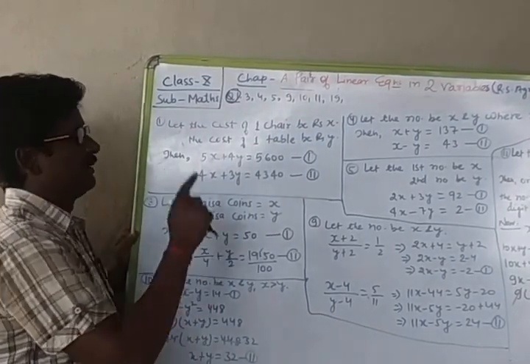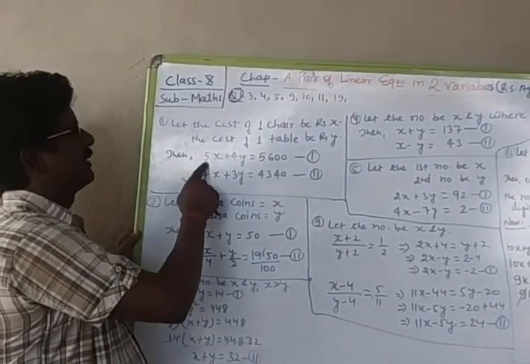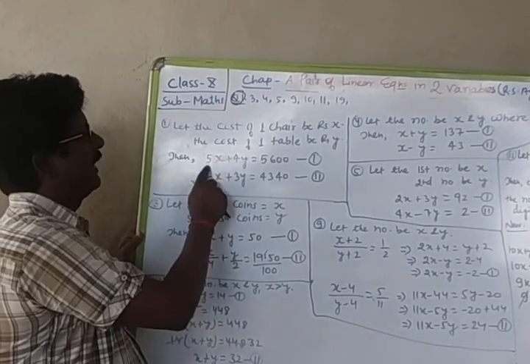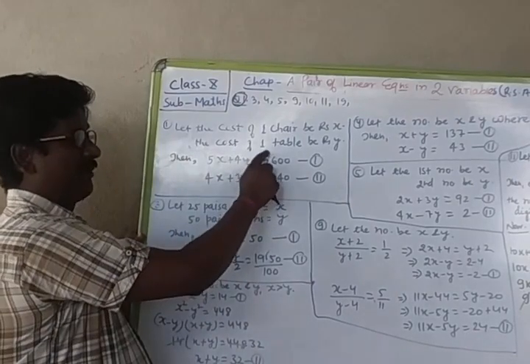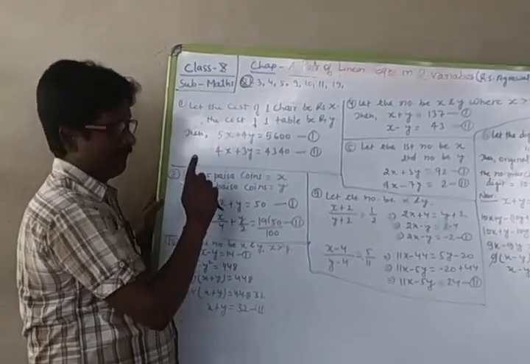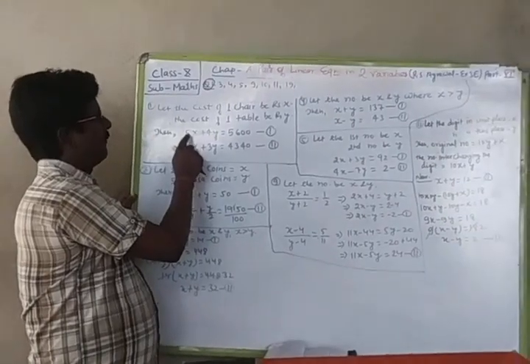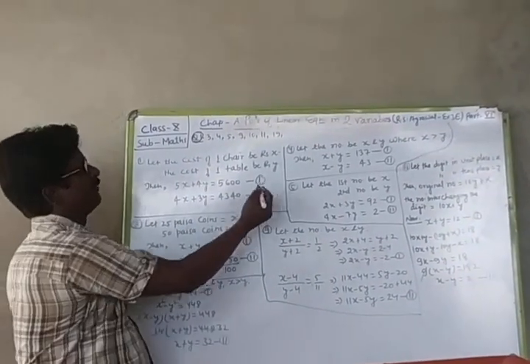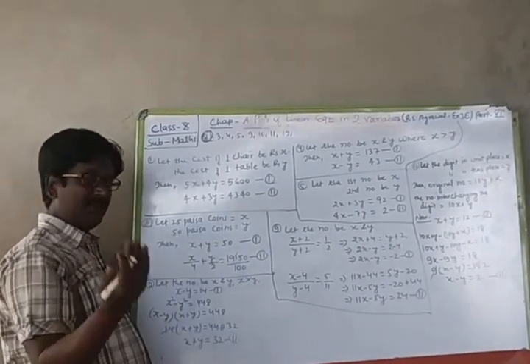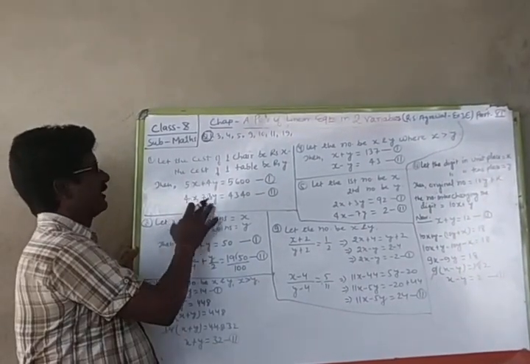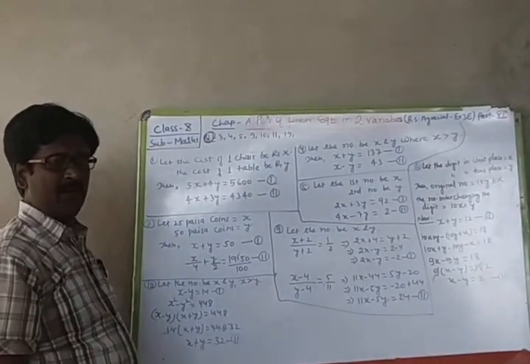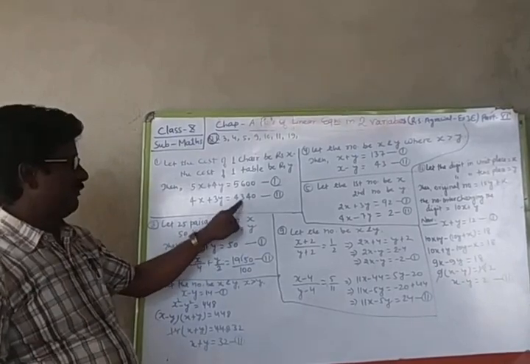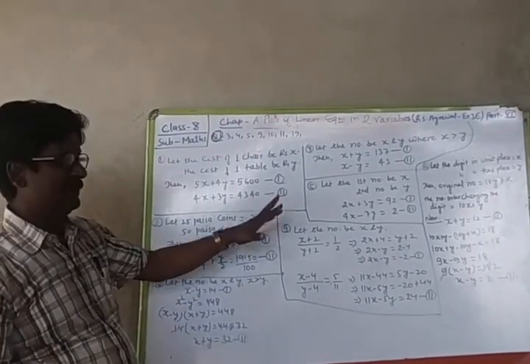There are two cases. In the first case, someone has purchased 5 chairs and 4 tables. Therefore, the cost of 5 chairs will be 5x and the cost of 4 tables will be 4y. And when the cost of 5 chairs and 4 tables is given as 5600, this one is the first equation. In the second case, when 3 chairs and 3 tables are purchased, the total cost is 4340. So this is the second equation.